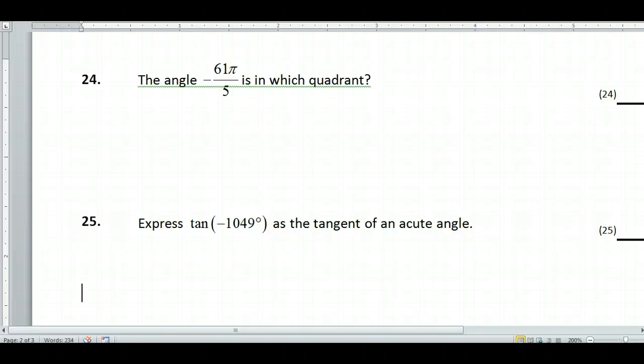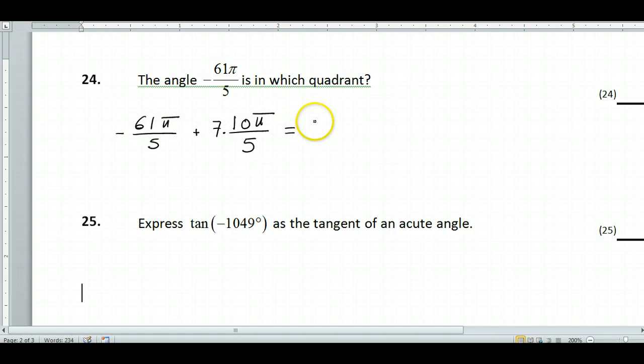Alright. So, negative 61 pi over 5, which quadrant? Well, we need to figure out the coterminal angle, right? So negative 61 pi divided by 5. So I'm going to have to add some 2 pi. So 2 pi, you call it 10 pi over 5, right? In pi over 5, 2 pi is 10 pi over 5. And how many right here? Well, 7 will do, right? 70 minus 61 will be positive, which is what we want. So 70 minus 61 is 9. So it's 9 pi over 5.